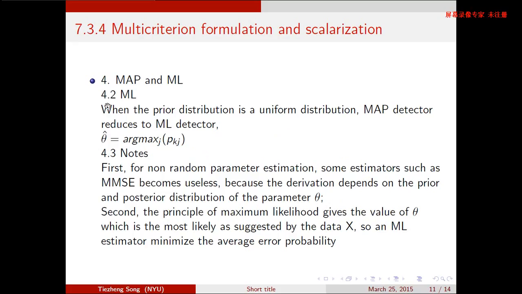Now I want to talk about the maximum likelihood. So when the prior distribution is a uniform distribution, the MAP detector reduces to the maximum likelihood detector, which is this one.